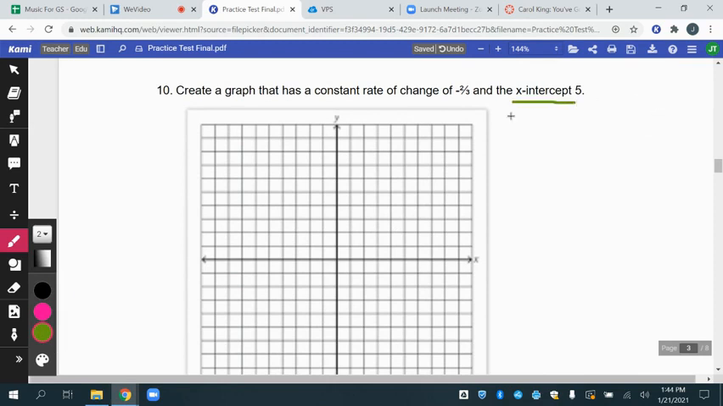First, I'm going to find my y-intercept at 5, or well, that's not a y-intercept, that's an x-intercept. Well, that means I have to look at the x-axis. I have to find 5 on the x-axis. Remember, it counts negative to the left and positive to the right. So here's 1, 2, 3, 4, 5. That's 5 on the x-axis.